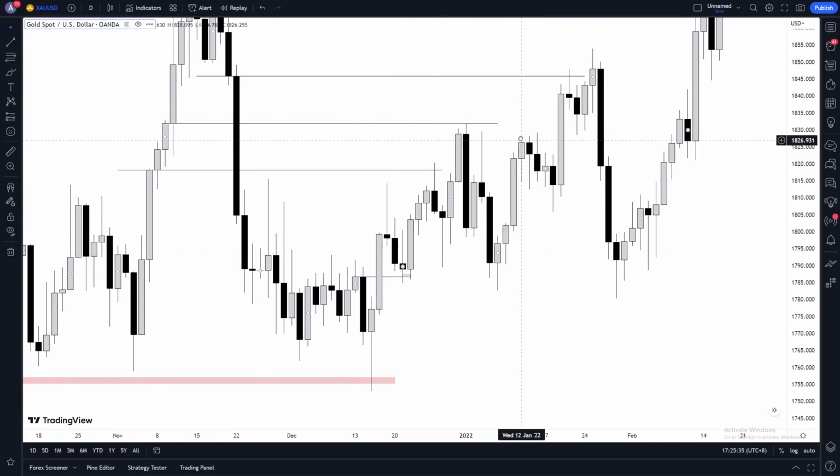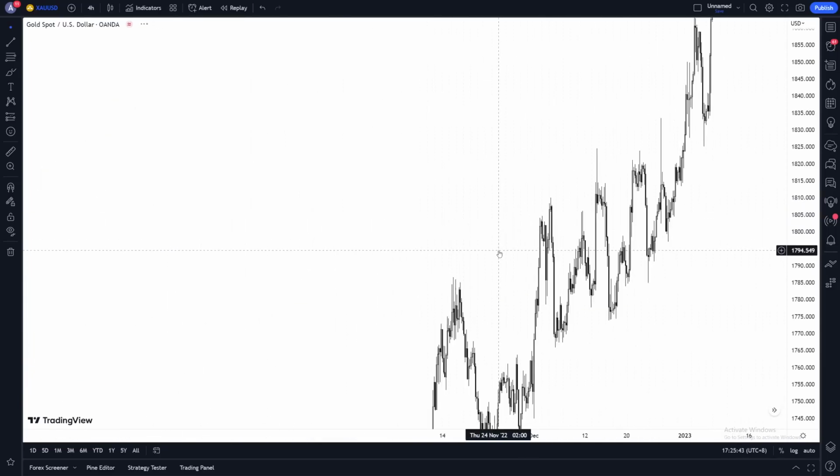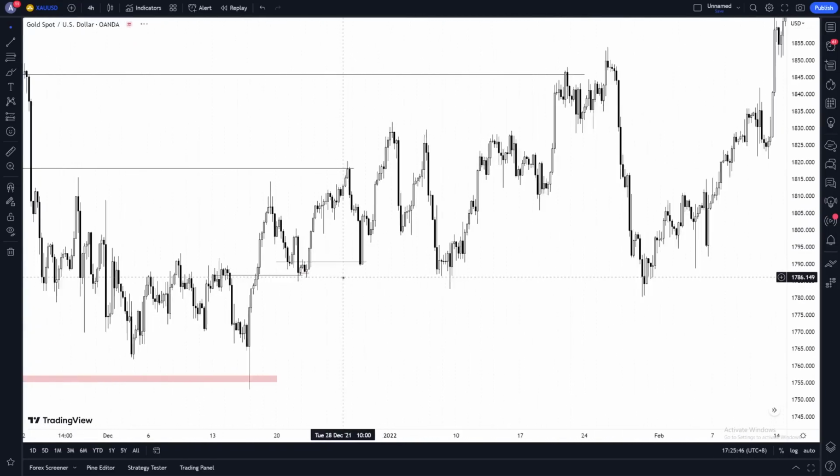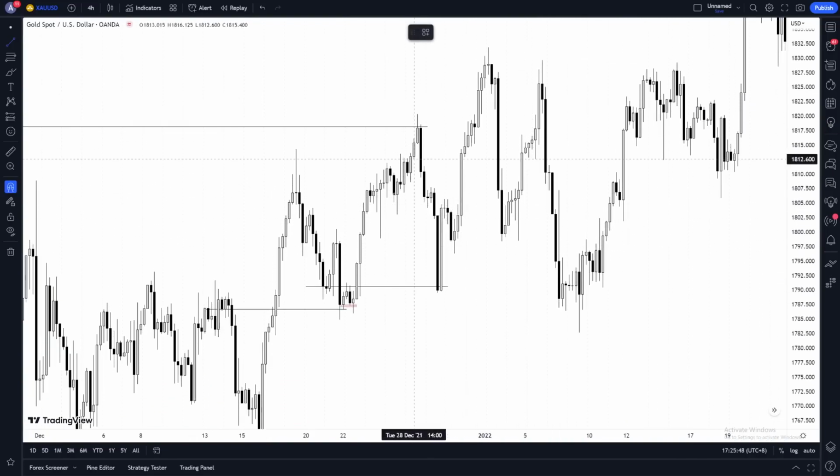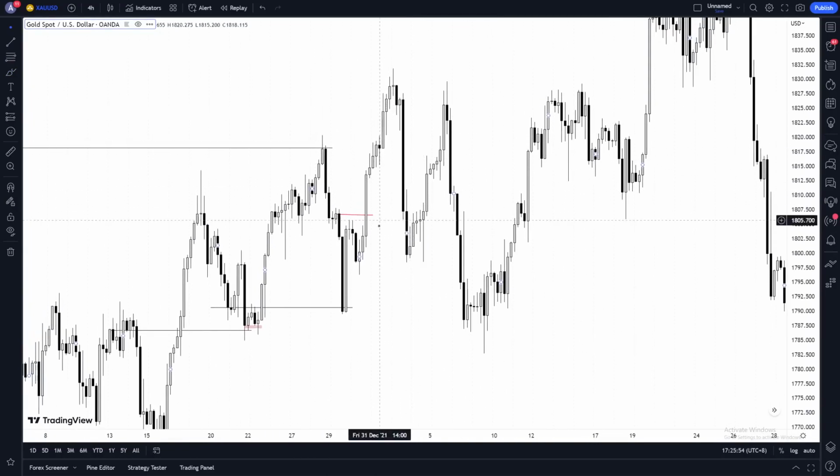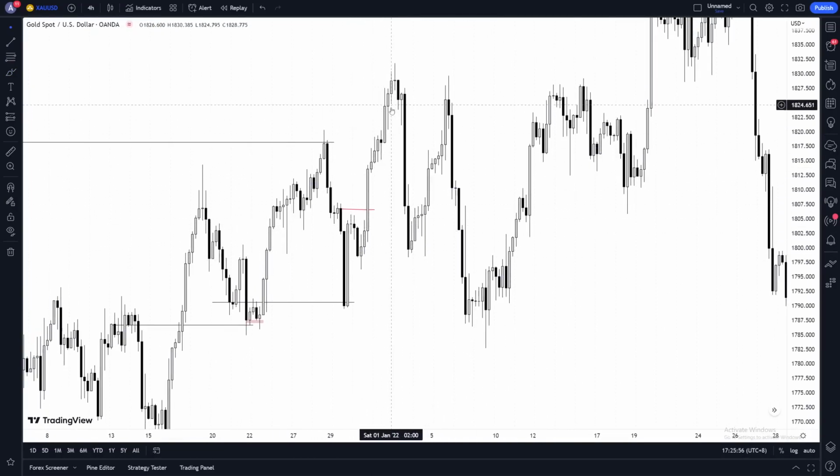Okay, and then we take a look at what's next. So if you were to mark this out, let's say you took the entry here or you missed the entry. Daily rejects daily. This next candle, we're going to look at what happened on the H4. We see a break. We're just waiting for reactions over here, but price hits up.